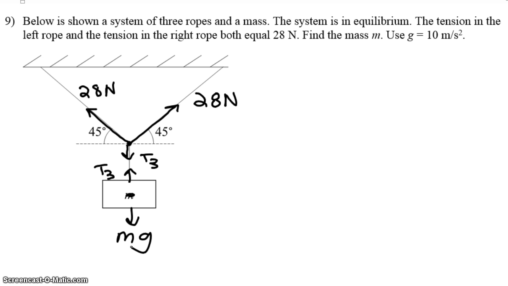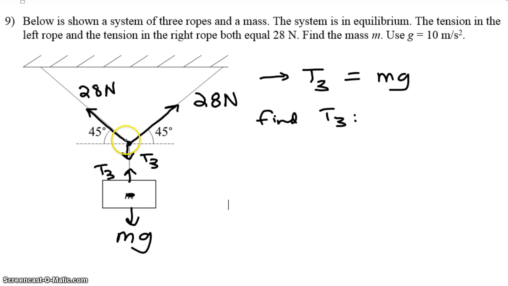We have to find mass, and we know that T3 equals mg. So to find mass, we will first have to find T3 so that we can plug it into the equation that I've just written. So that's our strategy. That's how we approach this. How do you find mass? You have to find T3 first to plug in here. So find T3.